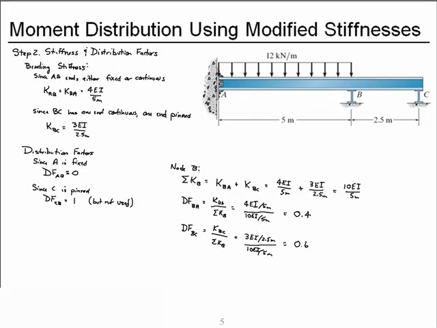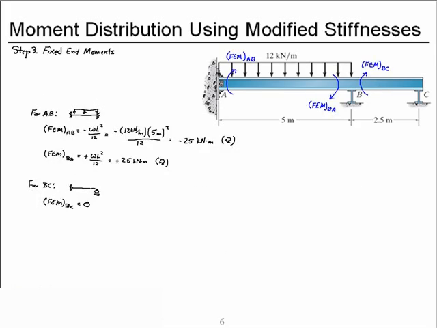We then found the bending stiffness for each member. Since member AB is fixed or continuous on both ends, we use 4EI over L for its stiffness. Since member BC is continuous on one end, pinned on the other, we use the modified stiffness of 3EI over L. And this is going to help reduce the amount of work we need to perform when we apply moment distribution iteratively.